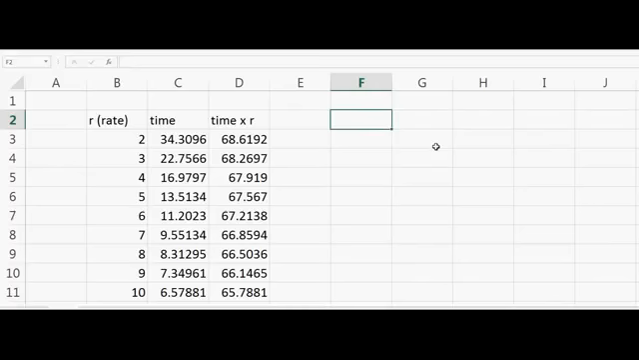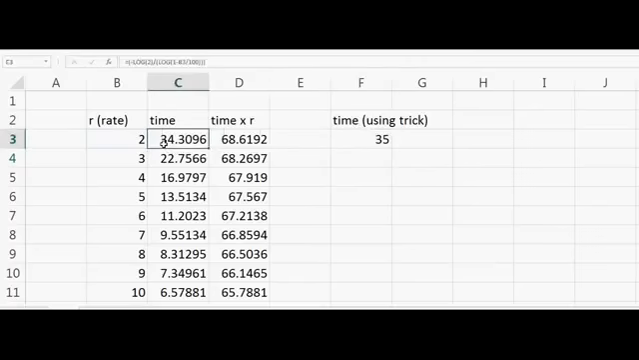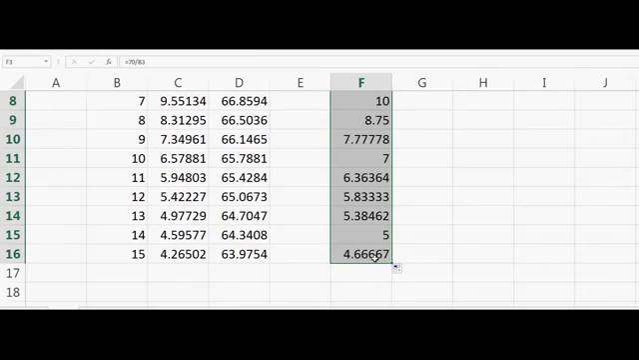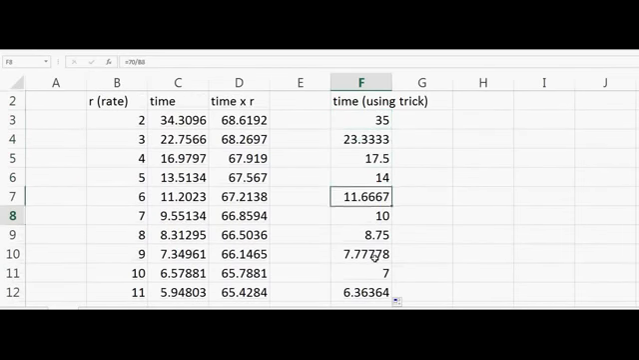So now if we calculate this using the trick, what should be the time using trick? That should be equal to 70 divided by rate, that's 35 years. So you can see that originally we were calculating 34 years, but by using the trick it's 35 years, so it's a very close approximation. And we can keep doing this for all the rates, and we can see that the numbers are very close to each other.